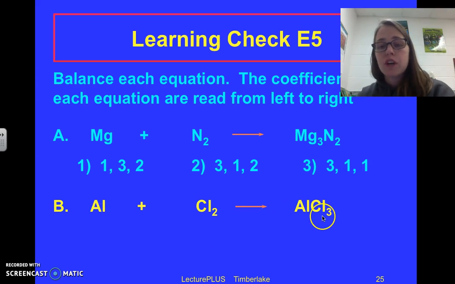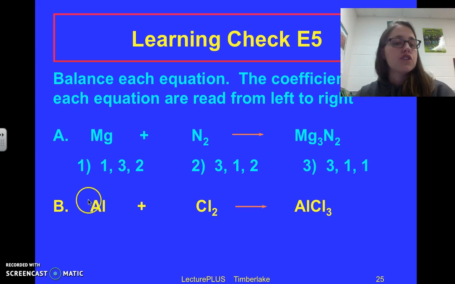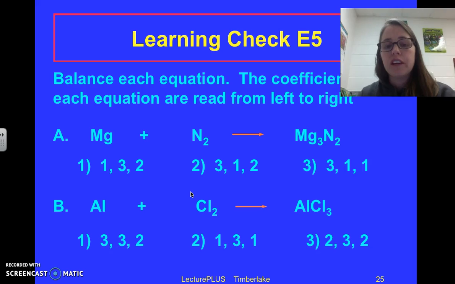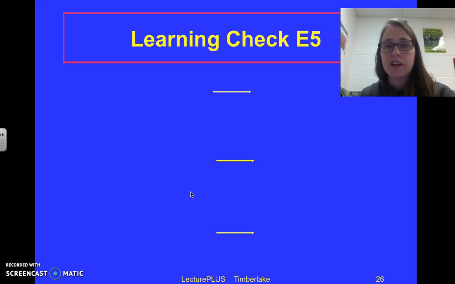So we'll start with saying, okay, look, this is an even number, this is an odd number. So if we go ahead and put a 2 here, like our hint in our directions told us, now we have 2 aluminum and 6 chlorines. So now we have 2 aluminums, so we need to put a 2 in front of aluminum. So now we have 2 aluminums, but we still only have 2 chlorines, and we need 6 chlorines. So we need to also put a 3 in front of the chlorines.